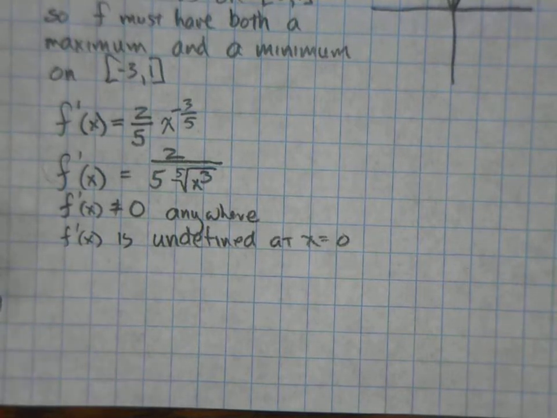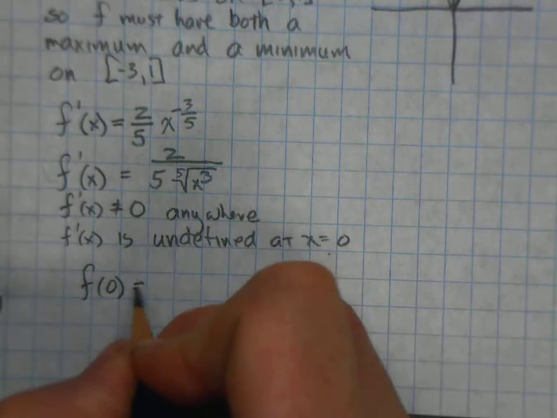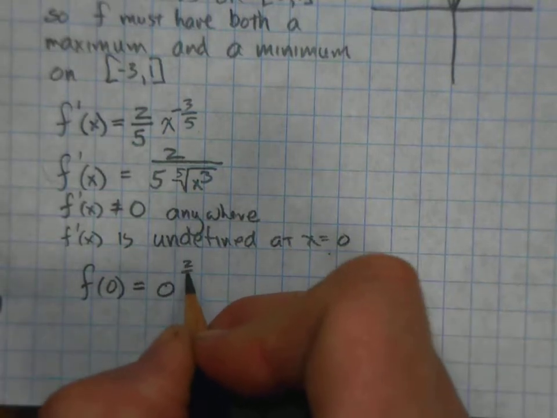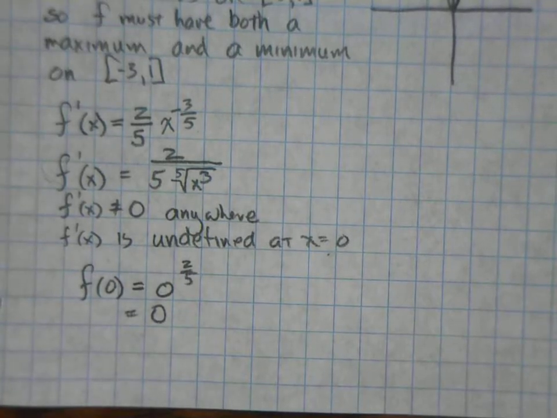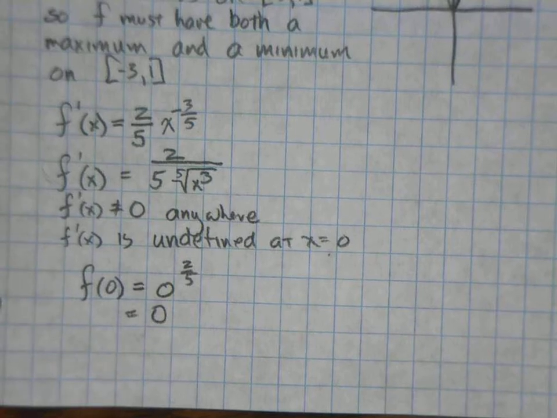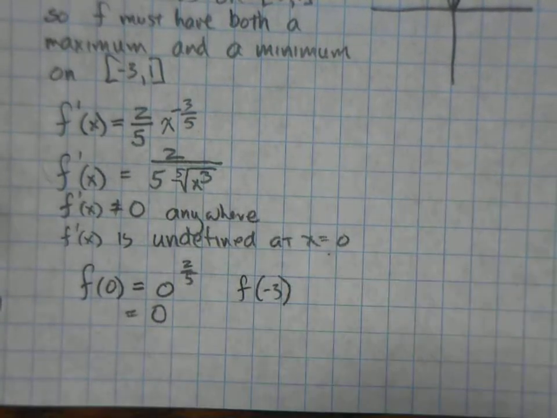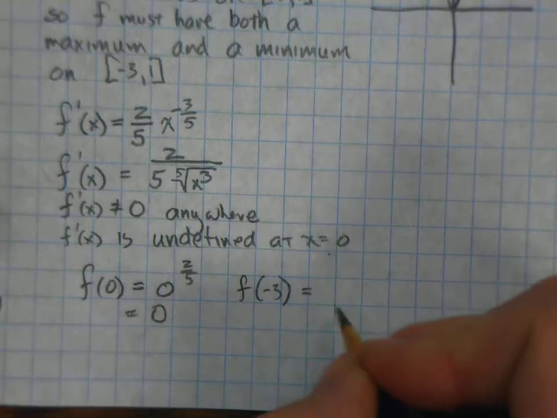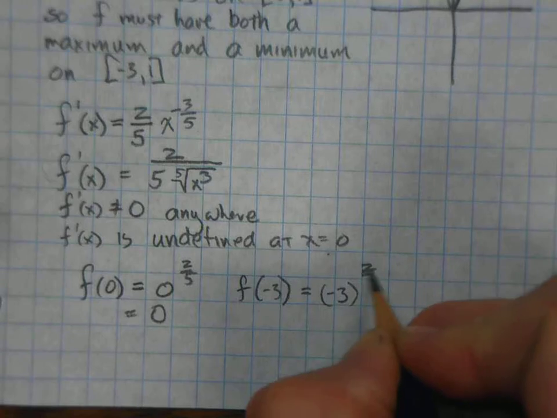A maximum can occur at an endpoint or a critical value. We have exactly one critical value. That's x equals 0. So we're going to do f of 0, which is 0 to the power 2/5, which is 0. I don't know if that's the largest or smallest yet. We need to compare. I'm going to do f of -3, which is going to be -3 to the power 2/5.